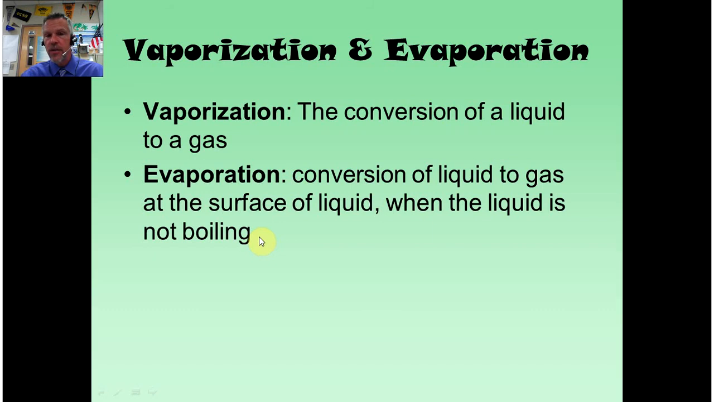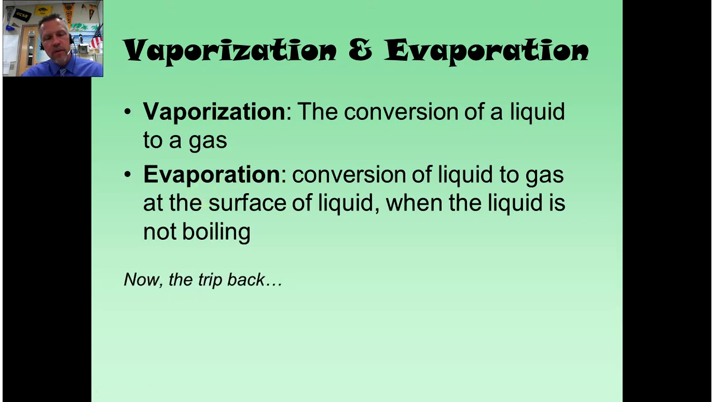So if you've got a beaker full of boiling water, it's not evaporation that's happening as the steam is coming off the beaker. It's vaporization. You see the difference? Evaporation is just what happens at the surface of the liquid when the liquid is not boiling. It's kind of going on all the time. There's a small amount of liquid that's being converted to gas right at the surface of the liquid all the time. That's not vaporization, that's evaporation. That's the difference between these two vocab terms.